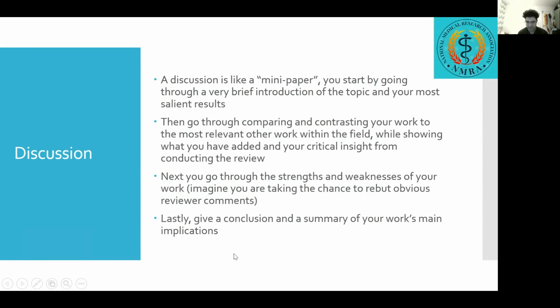I've put here just in case your journal asks, but lastly, give a conclusion and a summary of your main work implications. That's if you don't have a separate conclusion section, but I've also done a separate conclusion section at the end just to show you what it looks like. But yeah, if your journal wants it to be all put together, just put it together. It doesn't really change anything except you lose the conclusion subheader. So it's not a big deal.